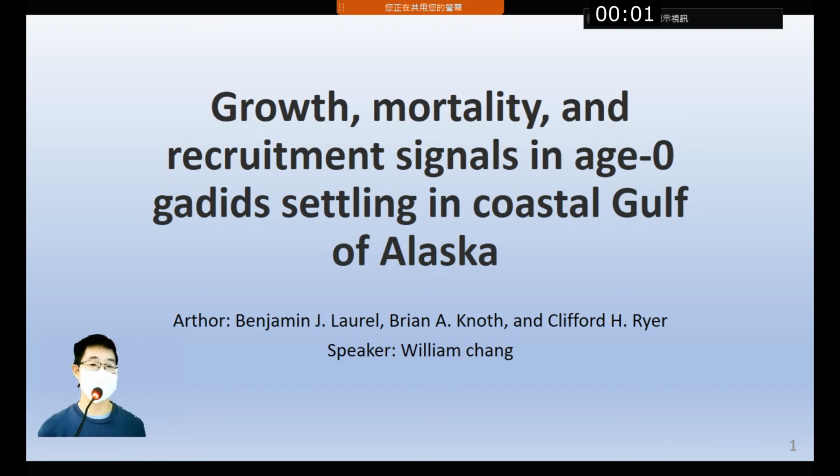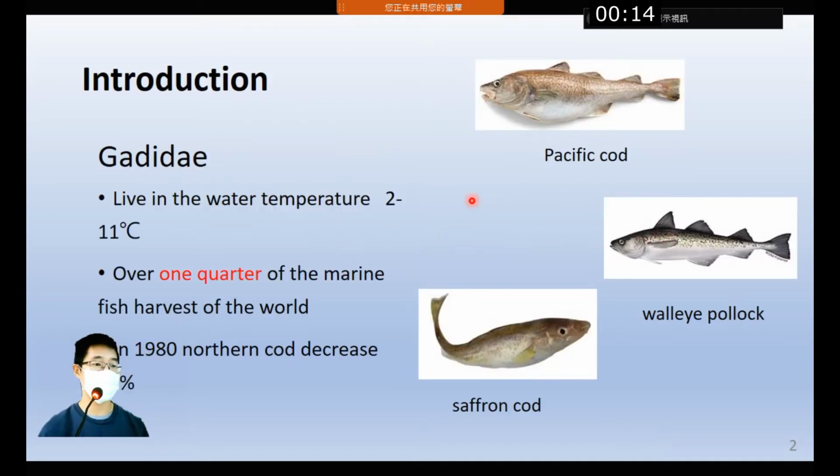Good morning, everyone. Today, I want to talk about the growth, mortality, and recruitment signals in H0 gadids settling in coastal Gulf of Alaska. First, I want to introduce the gadid.